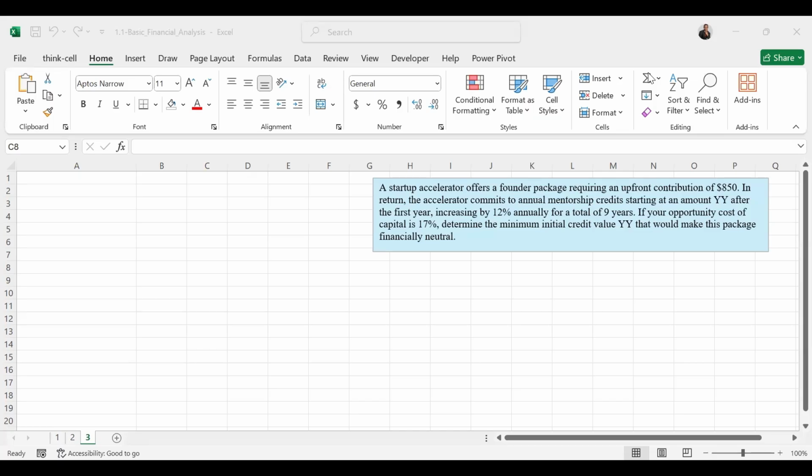Hello, you're welcome. In this video, I'm going to show you how we can use the Goal Seek Excel feature to solve the problem I have on my screen.